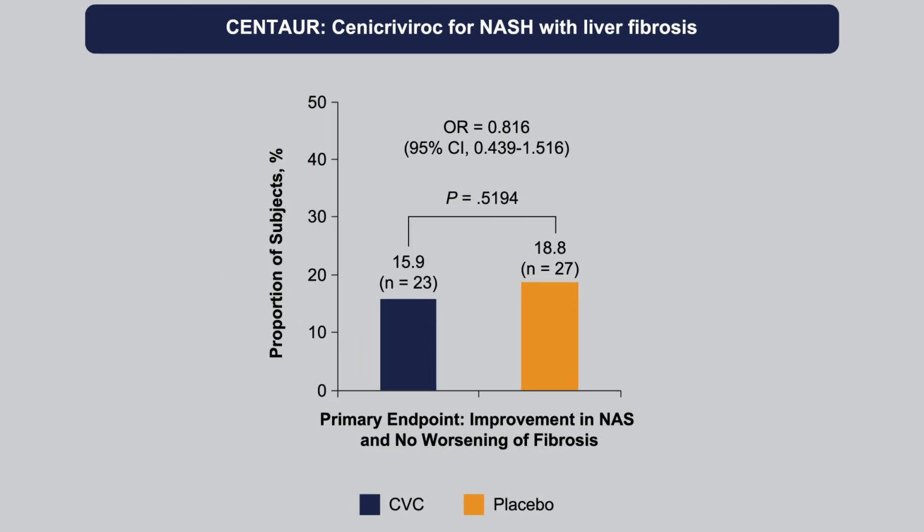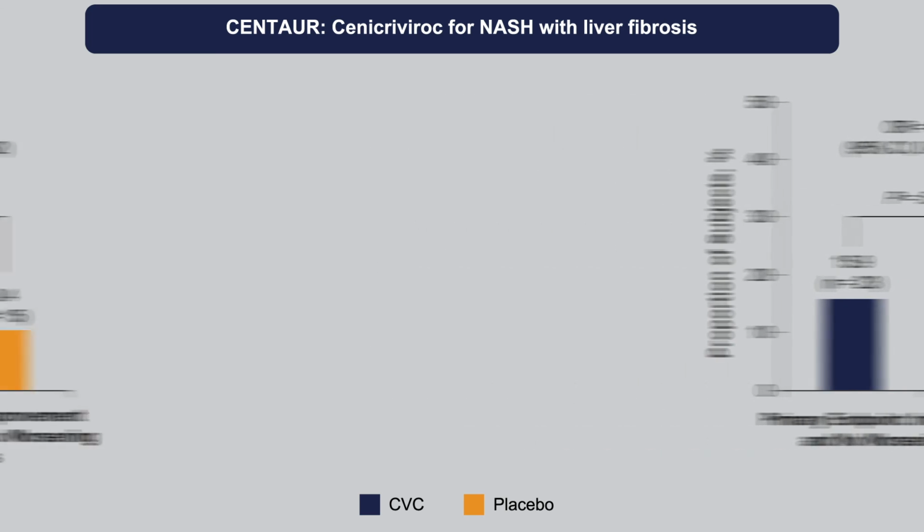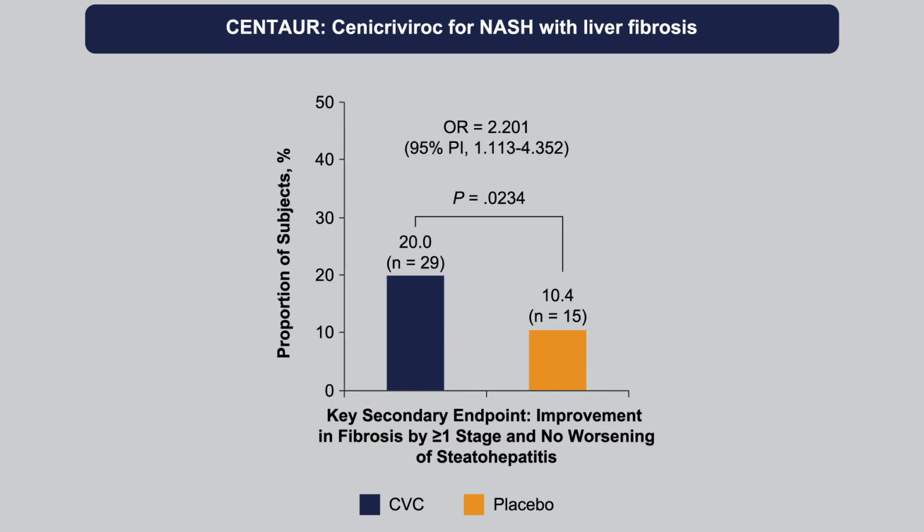Centaur trial 1-year data showed that there was no significant difference between the treatment arm or the placebo in terms of the primary outcome, that was 2-point improvement in NAFLD activity score. However, patients treated with CVC relative to placebo had a higher rate of 1-stage improvement in fibrosis, with 20% on CVC versus 10.4% on placebo at 1 year.